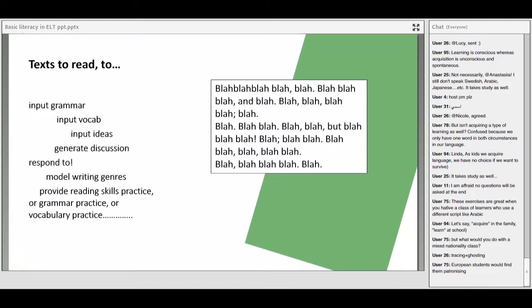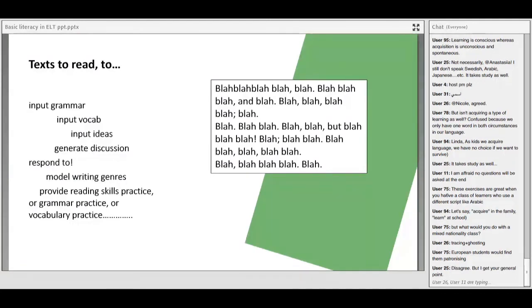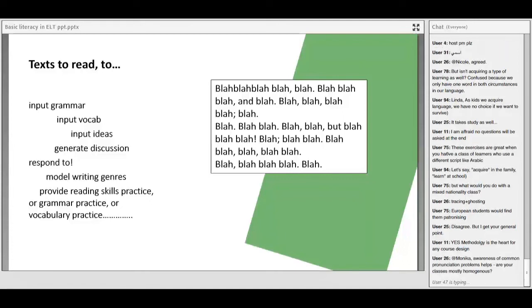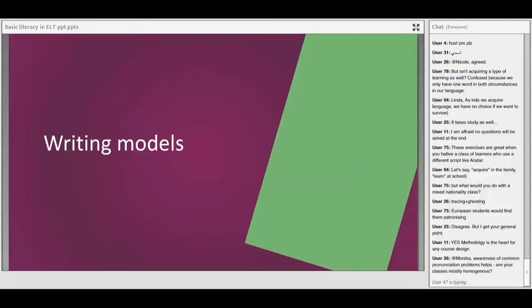In fact, as a textbook writer, half of my job is writing text. We input grammar through text. The first thing in any unit of most course books will be a text containing grammar, vocabulary, maybe ideas for the session. We write texts for generating discussion, texts to respond to, like please give advice to this person who has a problem, you should do this. And we model writing.